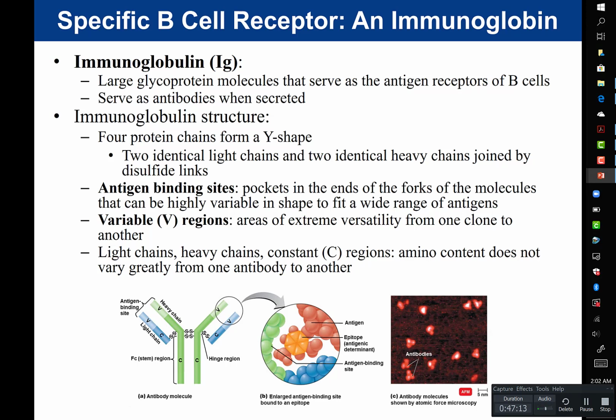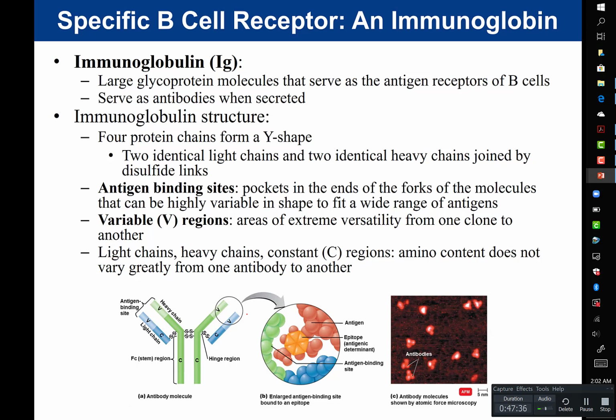When we look at the immunoglobin, we have the variable region, and the variable region includes the antigen binding site. This is the area of extreme versatility from one clone to another, meaning that that's going to make different immunoglobins different from one another.